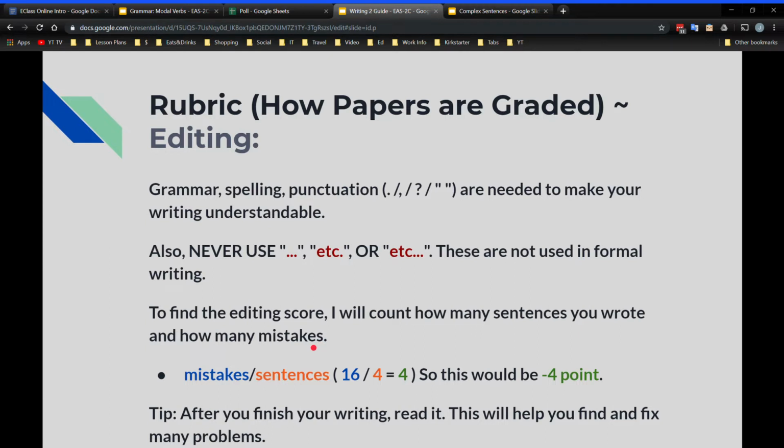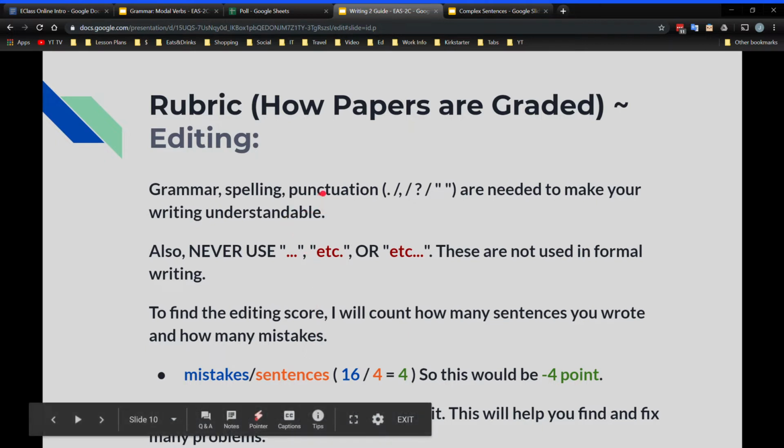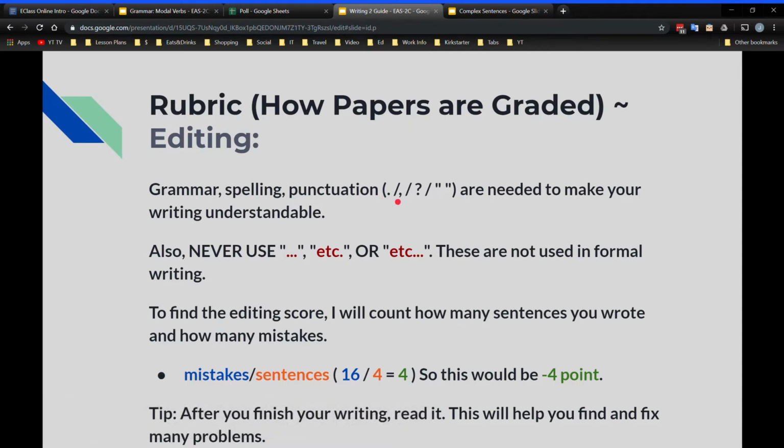Usually it's not that bad, but one tip to remember: always read your writing after you finish writing it. Do that before you print your writing, so that you can catch your mistakes. Because oftentimes we write and we think we wrote it correctly, and then when we read it again, we see that we made simple little mistakes. Especially for punctuation, right? Don't forget your periods or your end marks. Those are all needed.